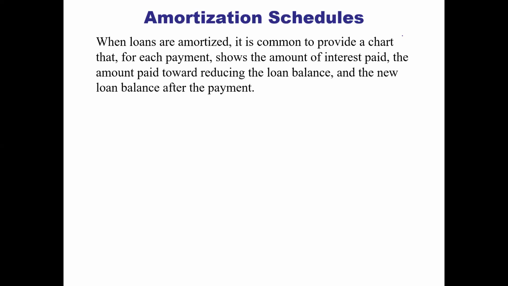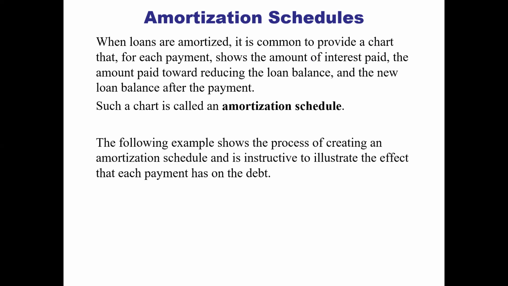Now, sometimes it's nice to see how you're paying off the loan in a table or some other form. When loans are amortized, it's common to provide a chart that shows the amount of interest you actually pay in each payment, how much you're going to pay toward reducing the loan, so how much of the balance you're actually paying, and also the new loan balance after you make that payment. This is called an amortization schedule.